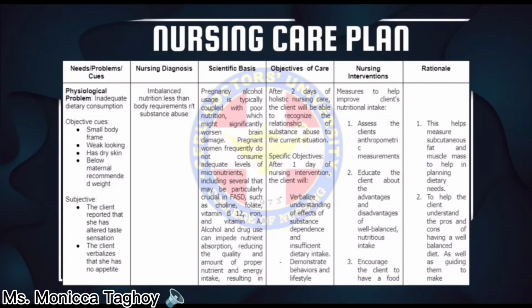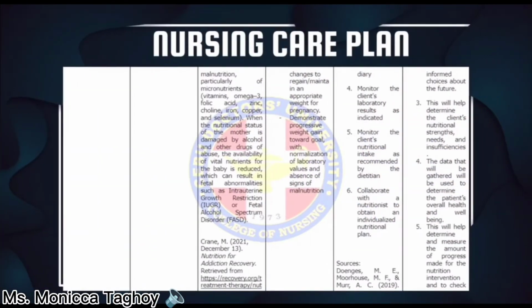Next, encourage the client to have a food diary. This will help determine the client's nutritional strengths, needs, and insufficiencies. So a food diary is a very good mode of information where you can get the preferences of the client when it comes to food and even their allergies.